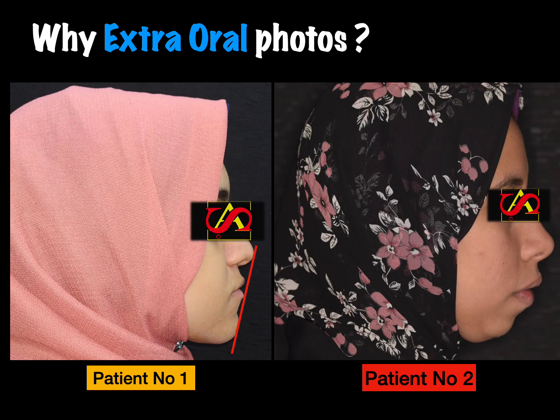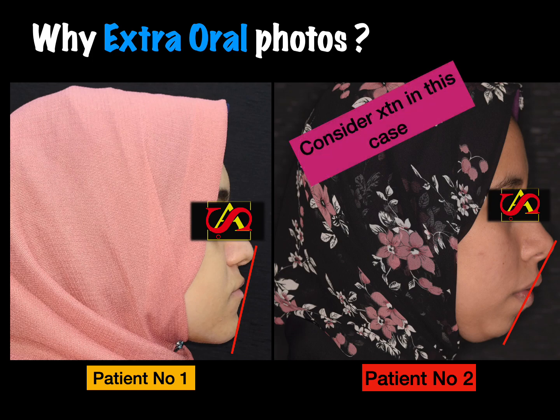As shown here, this is a Ricketts line, and the upper and lower lips in relation to the Ricketts line are normal and average. And for patient number 2, when we draw this line, the upper and lower lips are protruded. So you should put into consideration the extraction of teeth in patient number 2 as a method to correct this problem. So you consider extraction in this case.